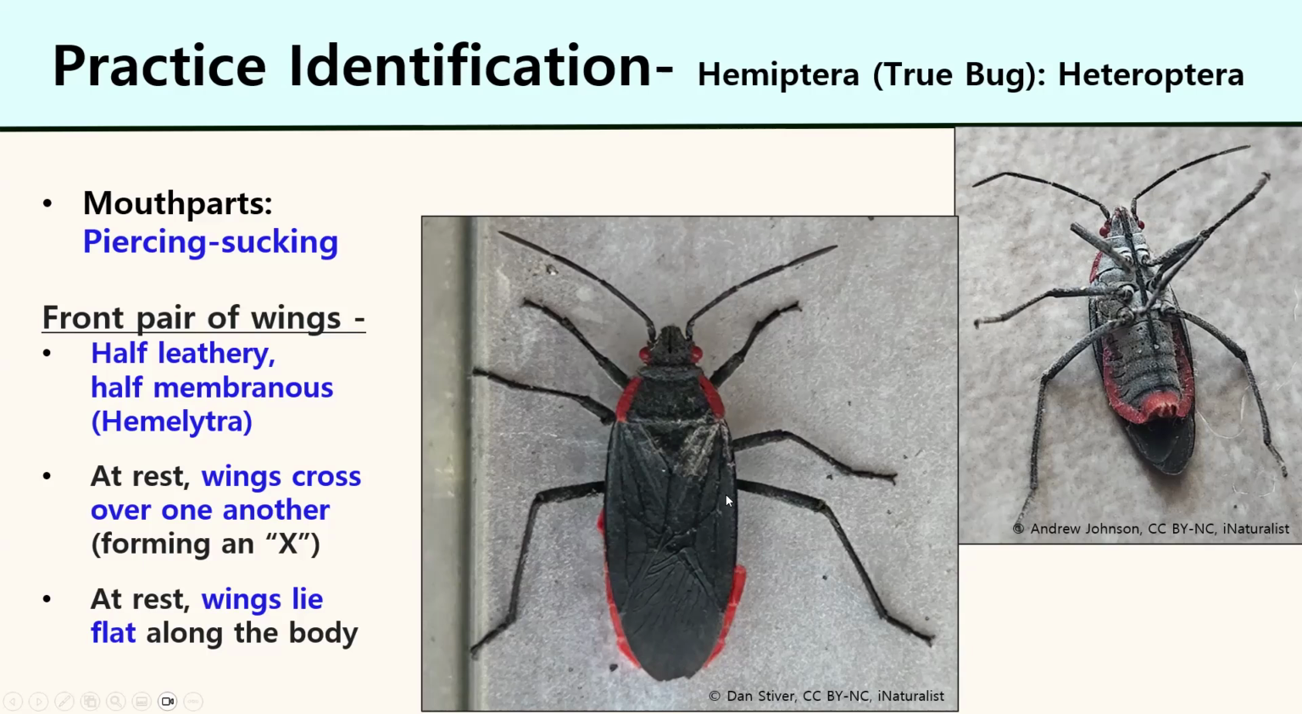We have that leathery portion and then the membranous portion that cross over one another, the top pair of wings, to form that X, holding the wings at rest flat along the body. And we also see this piercing, sucking mouth part on our right photo coming down from the front of the face. So all pointing us to order Hemiptera, suborder Heteroptera.